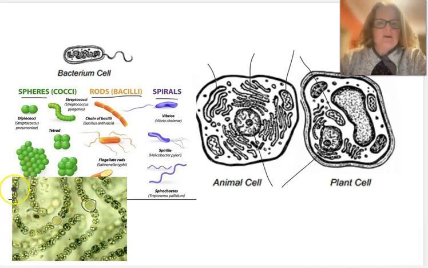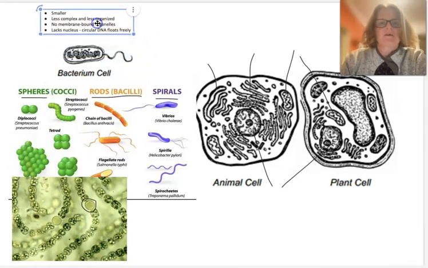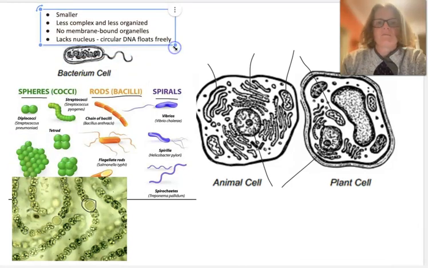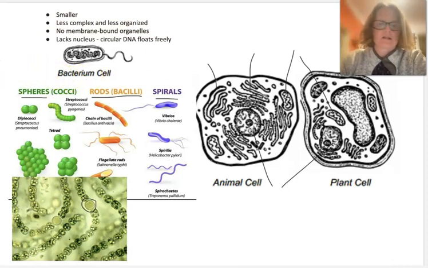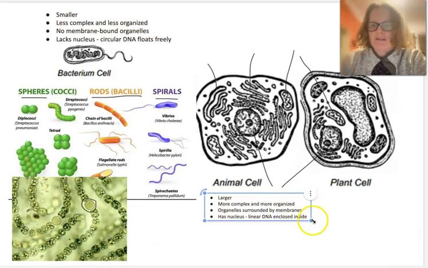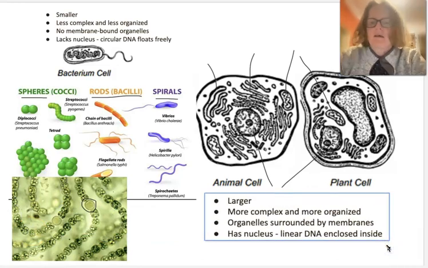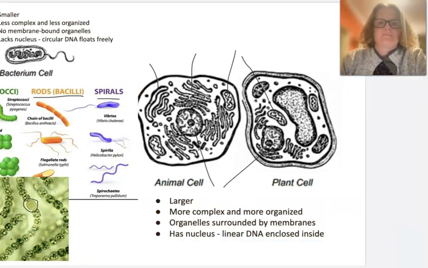So that's cyanobacteria. So in general, filling in your notes, you want to say what are the differences between prokaryotes and eukaryotes. So prokaryotic cells are smaller. They are less complex and less organized. They do not have membrane-bound organelles. They do not have a nucleus. Their circular DNA floats freely in the cytoplasm. Whereas eukaryotic cells, like our animal and plant cell here, are much larger, more complex, more organized, have organelles surrounded by membranes, and have a nucleus which is filled with linear DNA inside a membrane.